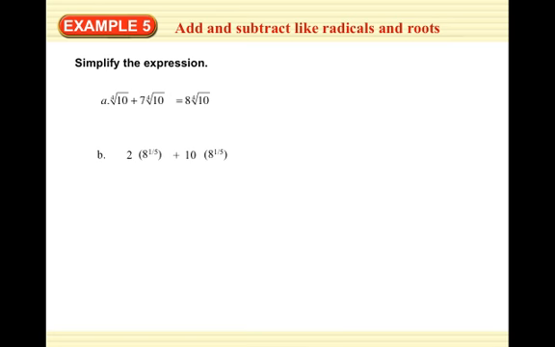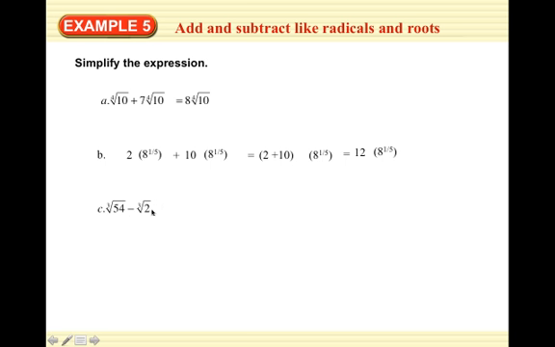All right, we've got 2 times 8 to the 1/5 plus 10 times 8 to the 1/5. Well, having 1/5 is the same thing as taking the fifth root. So since they're both the 1/5 power of 8, we have like expressions, and so we can just add them together. So 2 plus 10 times 8 to the 1/5 power is 12 times 8 to the 1/5 power.